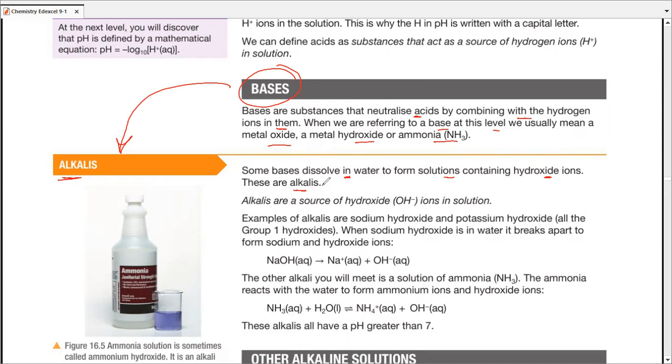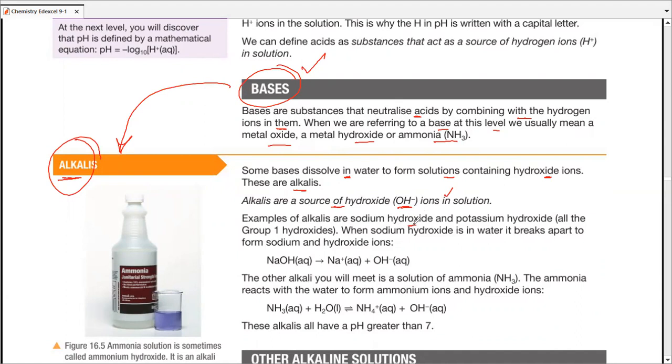That's how the bases are categorized. Some bases are soluble, some are not soluble. If the base is soluble in water, you're going to call it an alkali. If the base is not soluble in water, you're still going to call it a base. I hope that clarifies the difference between bases and alkalis. So alkalis are a source of hydroxide, OH negative, ions in solution.